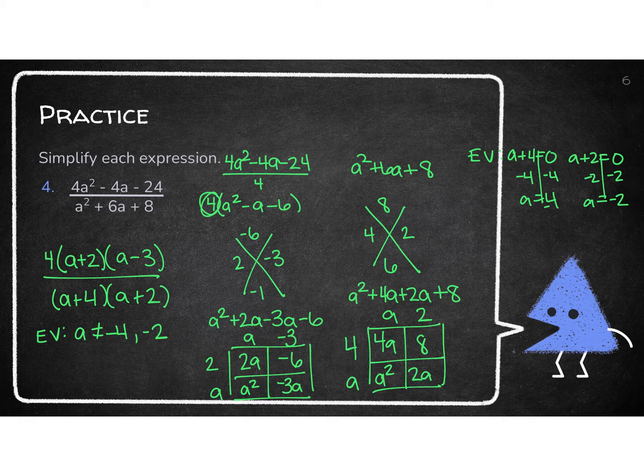And now simplify. So I have an a plus 2 on top and an a plus 2 on the bottom that I can cross out. So on top I'll have 4 times a minus 3. Over on the bottom I'll have a plus 4. So those would be the 2 things that on a quiz I would be looking for.